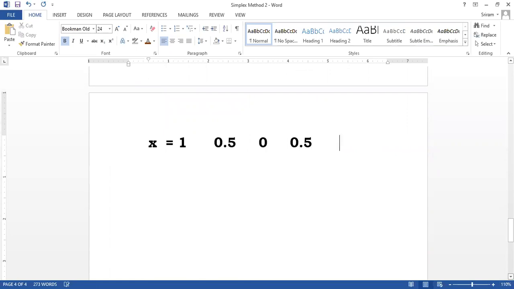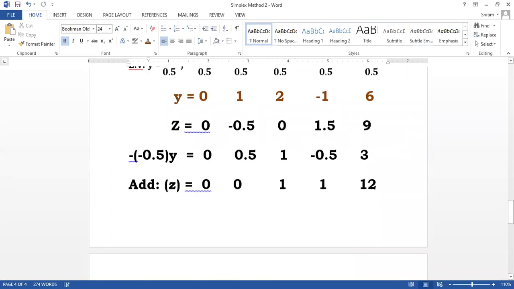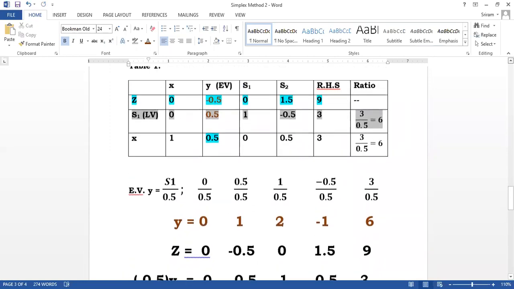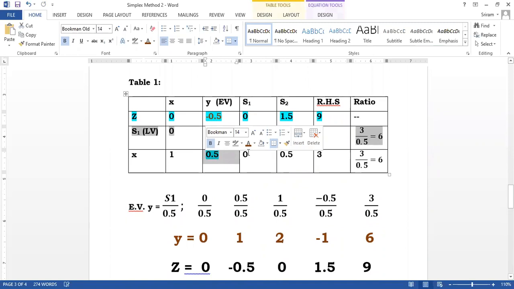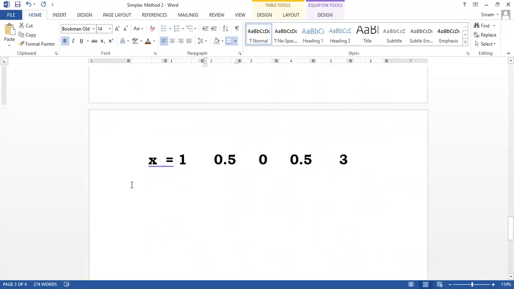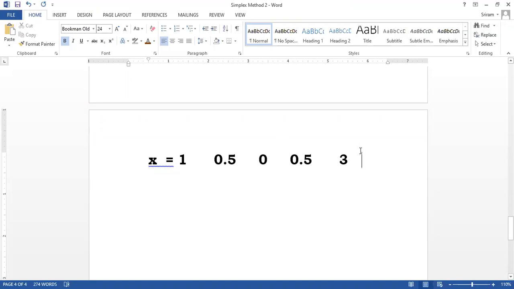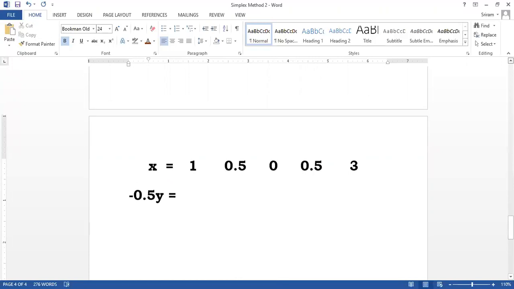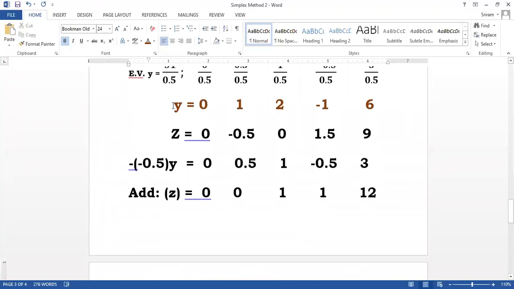I am going to check the corresponding pivotal column element. What is it here? 0.5. So I am going to take minus 0.5, the opposite sign. Minus 0.5, I am going to multiply with the y values. What is the value of y? Here we have y: 0, 1, 2, minus 1, 6.